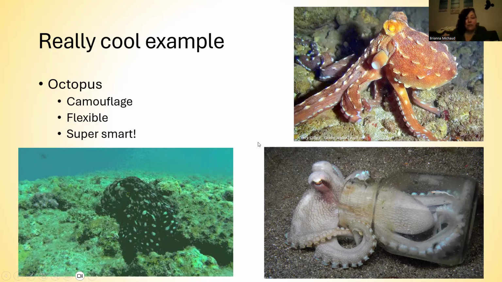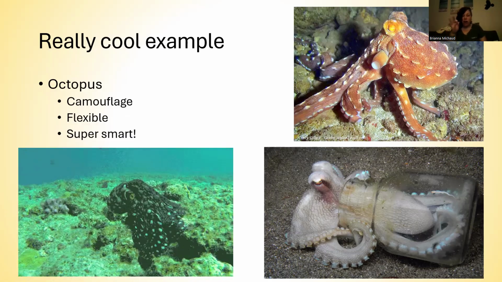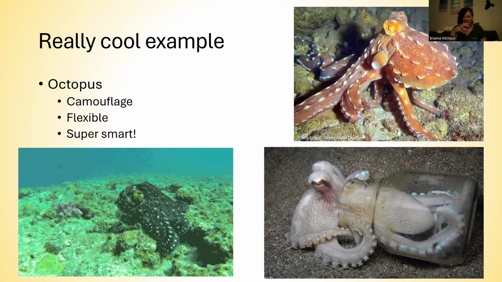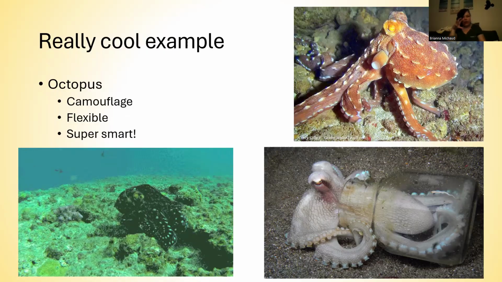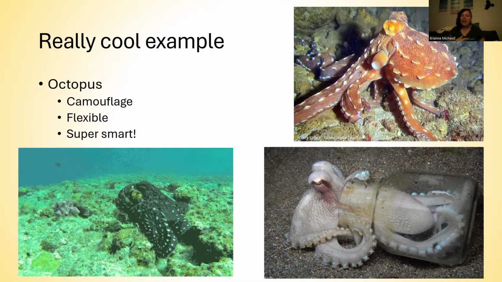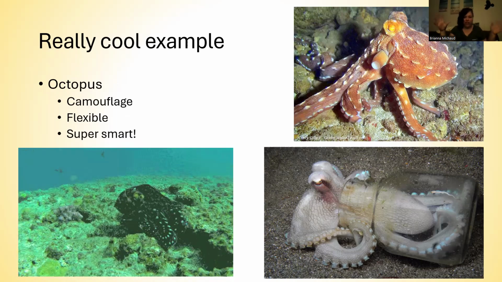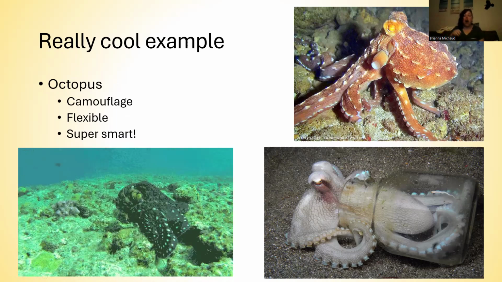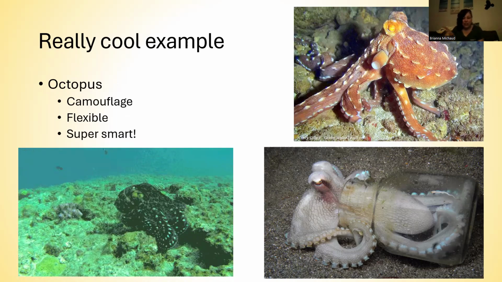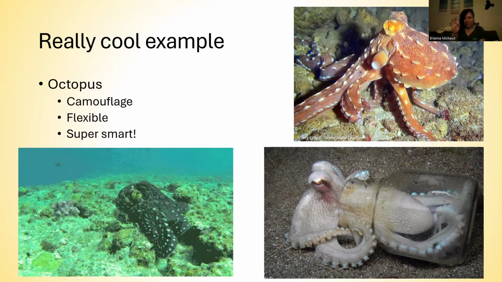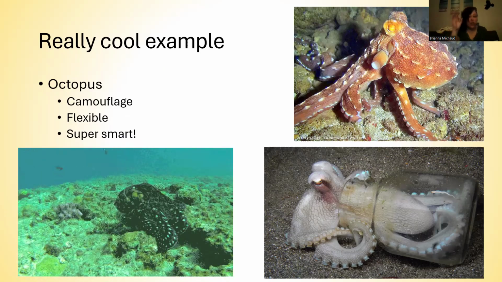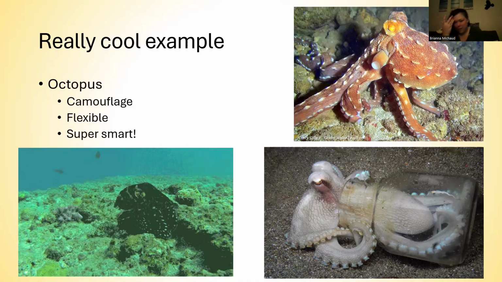They're also very flexible because, like I said, the only hard part of their body is their beak, that little hard biting structure they use to eat. The rest of their body is all soft because, again, they don't have any shell, right? That means an octopus can squeeze its body through any space that's as big as its beak. So they're very good at squeezing into tiny places.